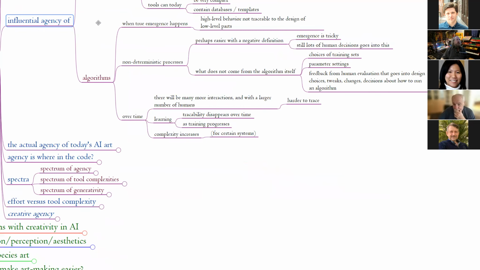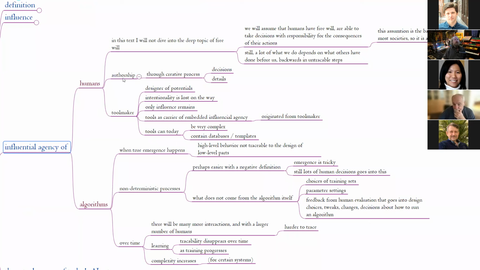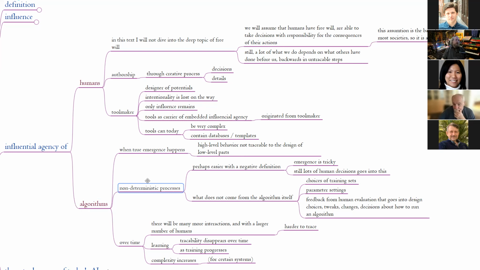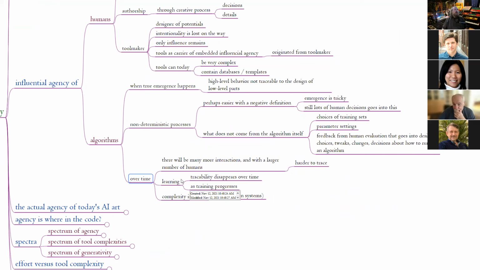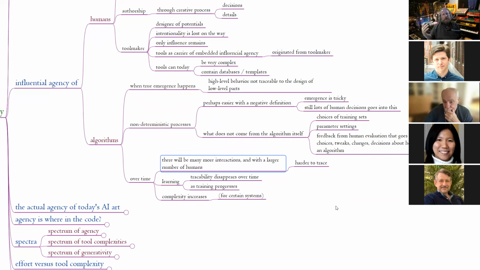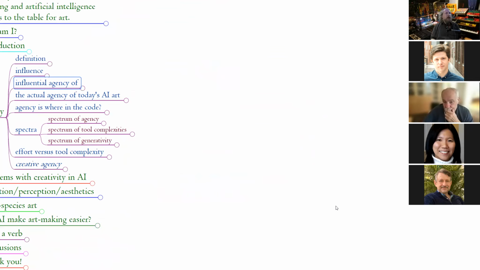So we can look at the influential agency of humans, which appears or emerges through decisions and details, and of the tool maker, and as a designer of potentials. We can talk about influential agency of algorithms, where emergence happens when you can't really trace the influence on the results to the low-level design. There might be non-deterministic processes that also cannot be backtracked, and there might be effects over a long time, due to increased complexity, learning, etc. And also when an algorithm interacts with, or any creative process involves, a large number of humans, over time it will be harder and harder to trace where this influential agency lies.